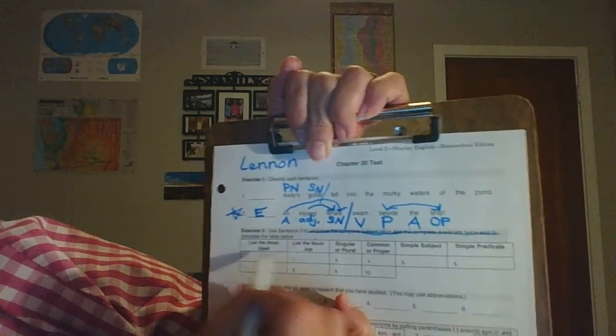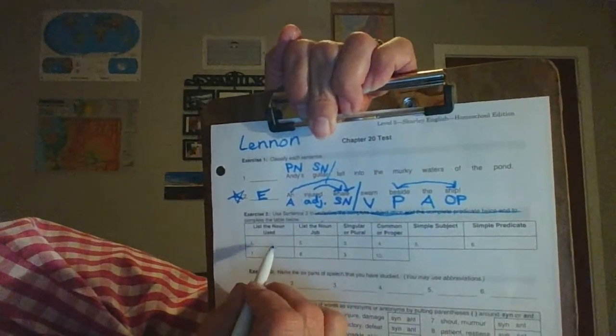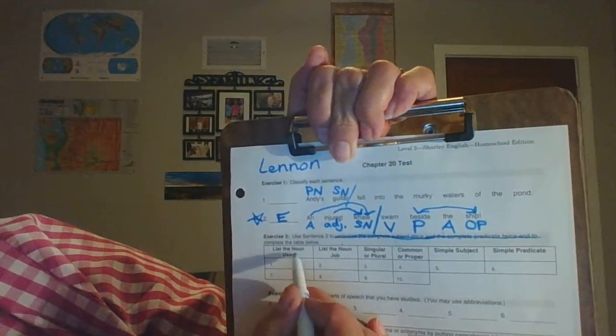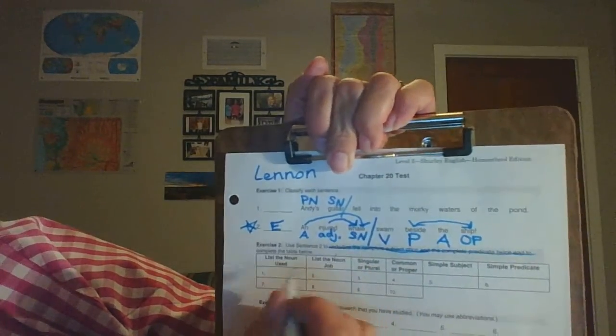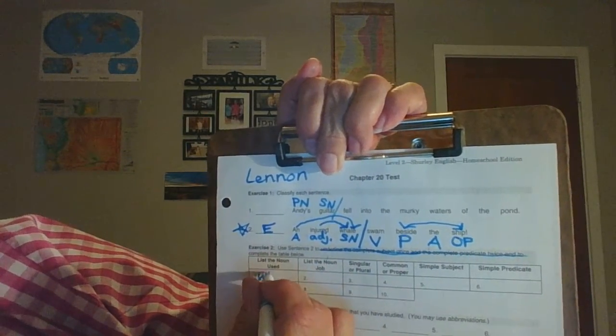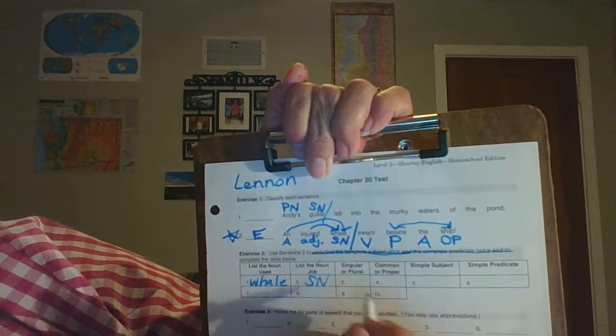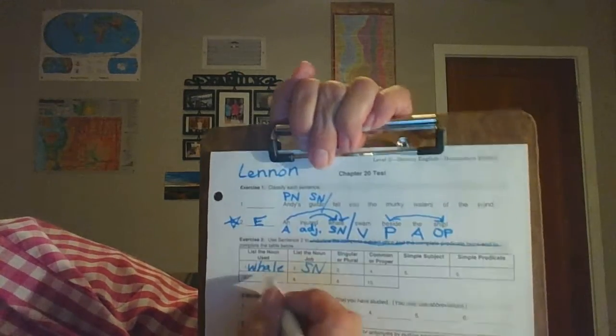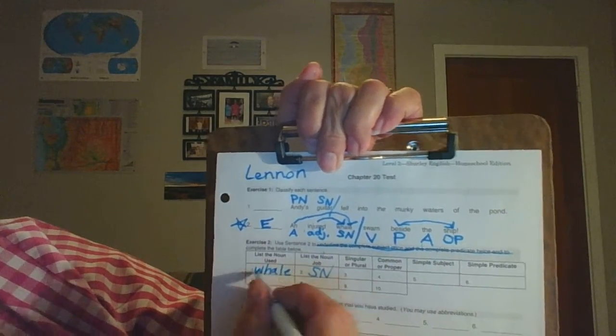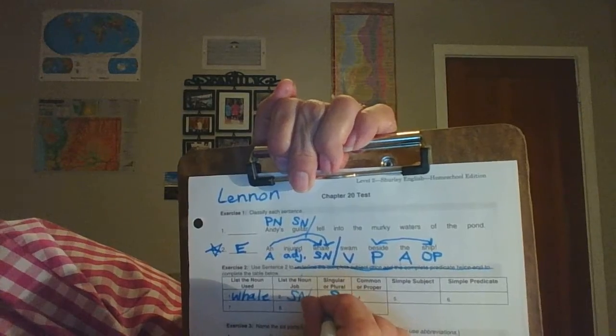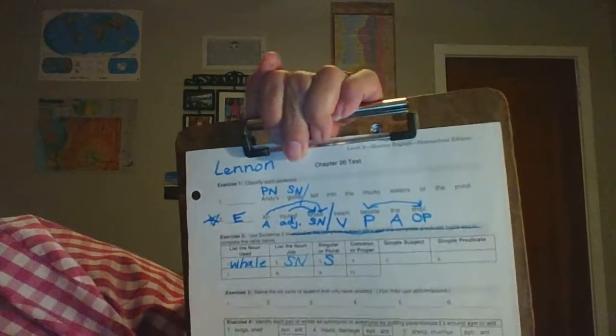But we're going to use number 2 to complete the table below. For sentence number 2, what was the noun used? Our subject noun was whale. We're going to put SN. Is it singular or plural? Is it one whale or is it more than one whale? I hope that you put singular. That's just one whale. How about, is it common or proper? Is whale a proper noun? No, it's just a common noun.